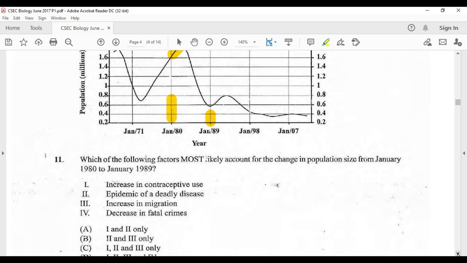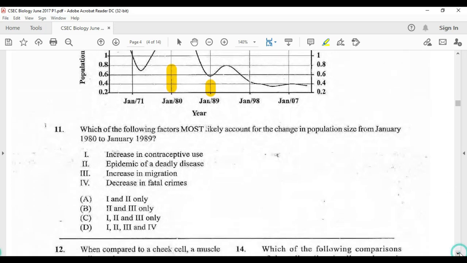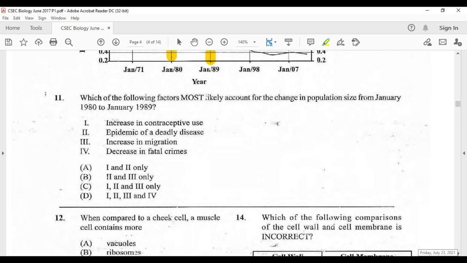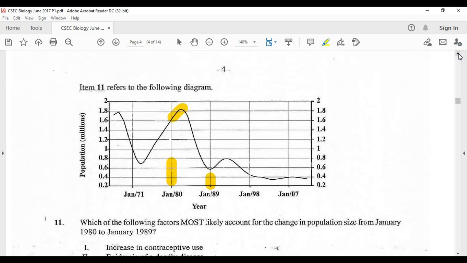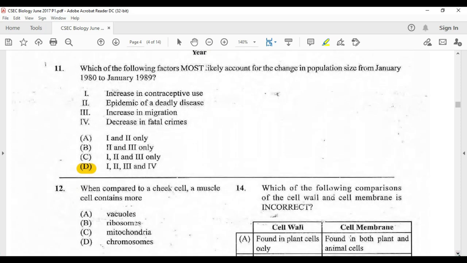So my answer here, of course, I like to say my answer, is going to be D, because there must have been something that contributed to the rise in the population. Yes, it is saying between 1980, but look at that line going through. There's a rise there in the population which must be accounted for. It's not just the fall in the population. We must account for that little rise there in the population as well. That's my interpretation of the question.